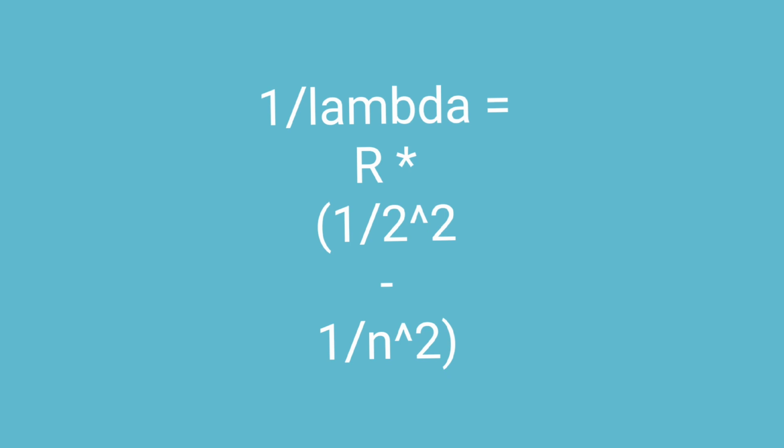Brackett series: 1 by lambda is equal to R into 1 by 4 squared minus 1 by n squared, where n is equal to 5, 6, 7, etc. Pfund series: 1 by lambda is equal to R into 1 by 5 squared minus 1 by n squared, where n is equal to 6, 7, 8, etc. The Lyman series is in the ultraviolet, and the Paschen and Brackett series are in the infrared region.